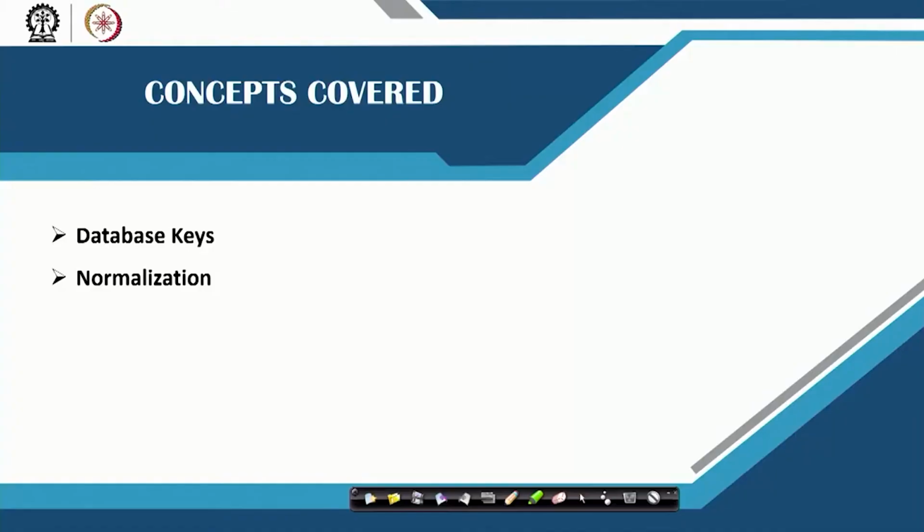So in this particular class, we'll take it forward. We'll understand what the different keys are that exist in a database, and then how a database can be normalized. Normalization is also one of the very important techniques if you are trying to develop any database. So how do you normalize a database, and the different forms of normalization, is what we would look at in this particular class. As I said, we would look at database keys and normalization.